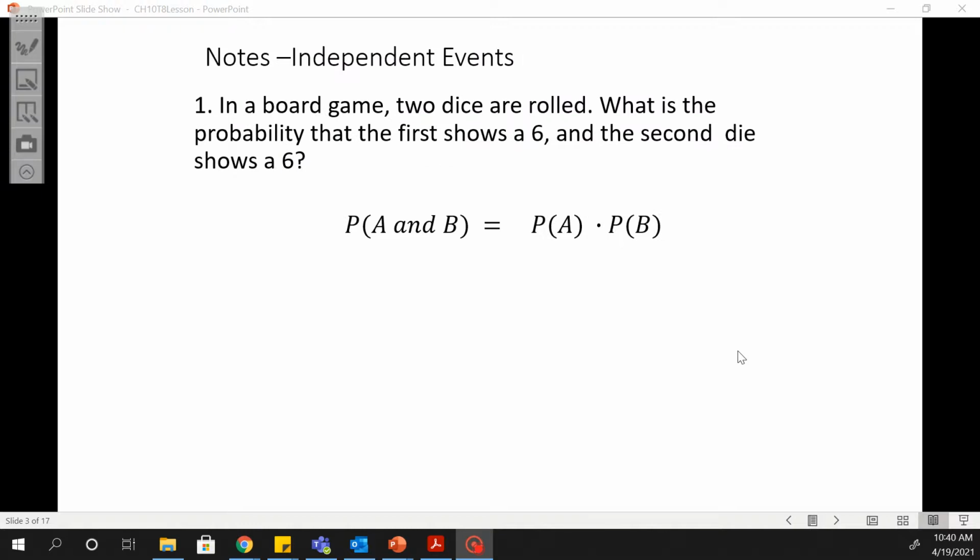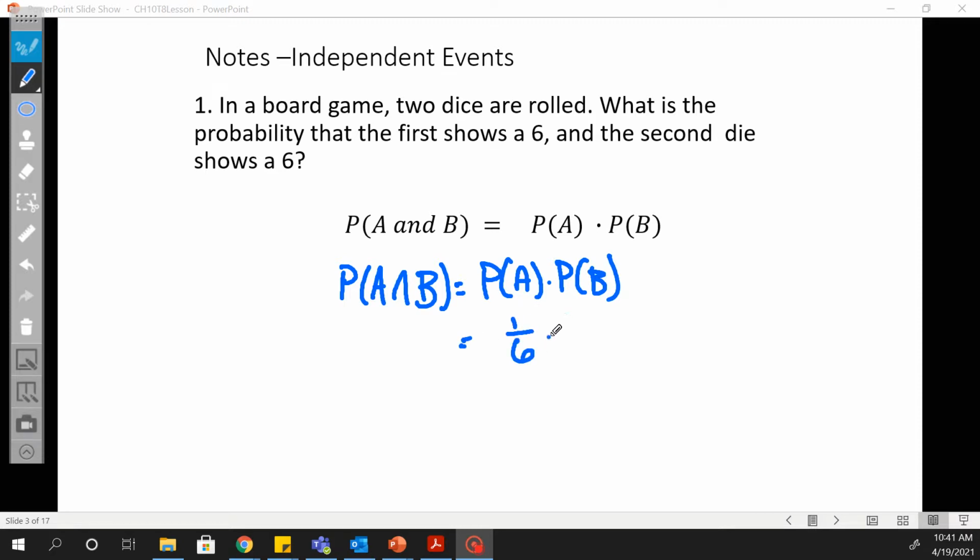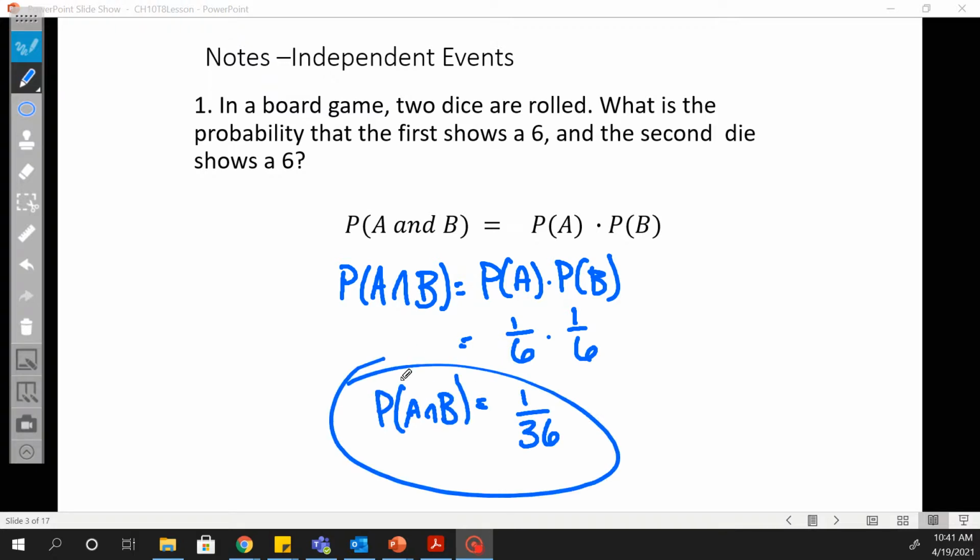So for instance, in a board game, 2 dice are rolled. What is the probability that the first shows a 6 and the second shows a 6? So we would say probability of A and B is probability of A times probability of B. So probability of A, first die showing a 6, is 1 over 6. Probability of B, second die showing a 6, is 1 over 6. So probability of A and B is 1 over 36.